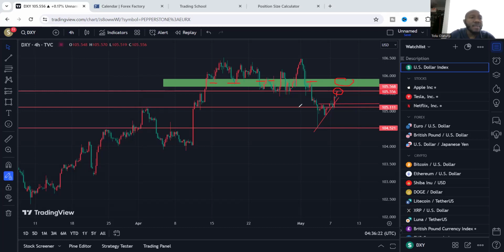And that is my bias going into the market today. Trade safely, guys. Protect your accounts accordingly. Make sure you use stop loss. Make sure you calculate your volume lot size accordingly based on your account balance.